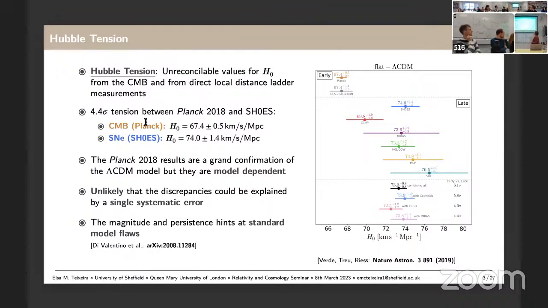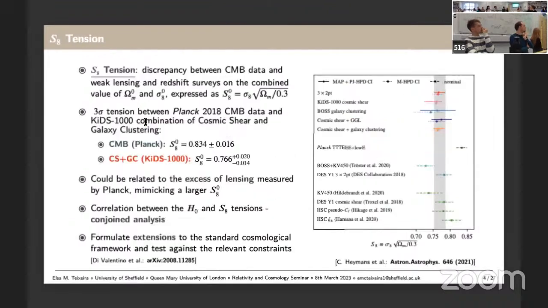So in general, the claim here is that since there's a big magnitude, in the sense that it is around 5 sigma, and also a persistence between early and late time measurements, this could hint at standard model flaws or the need for new physics, basically because in the late universe, these measurements will be quite model independent, and in the early universe, they will be very model dependent. So there could be a problem in the model.